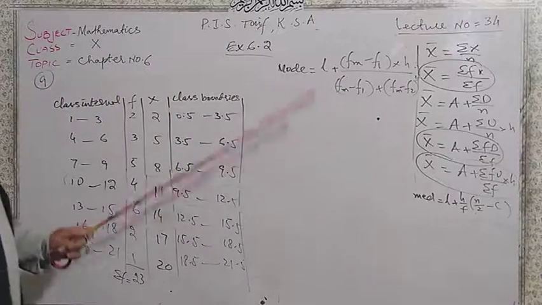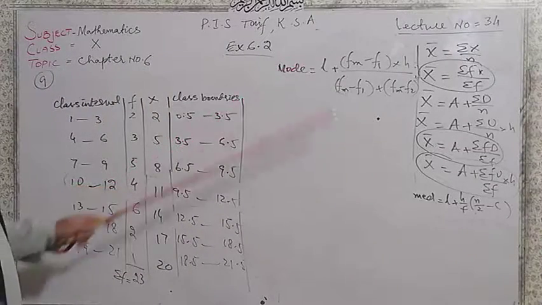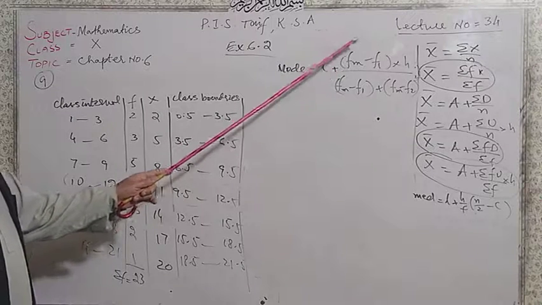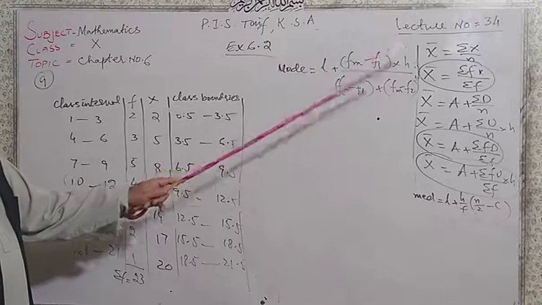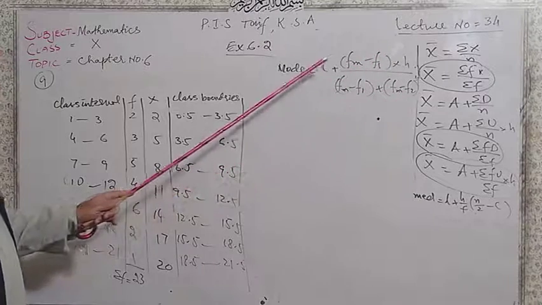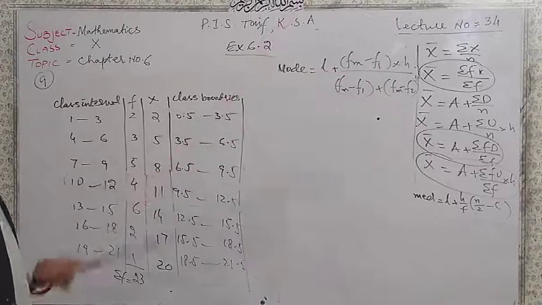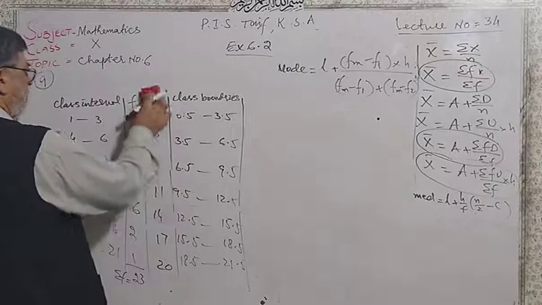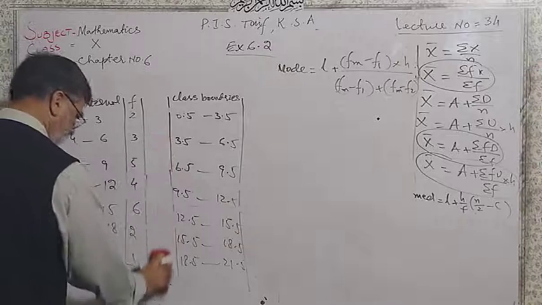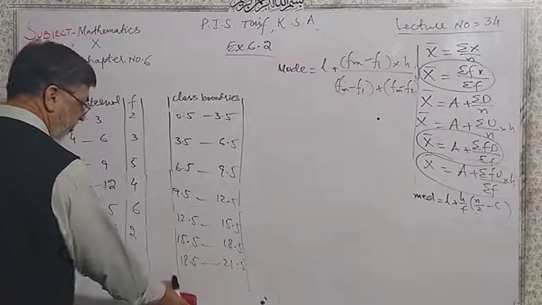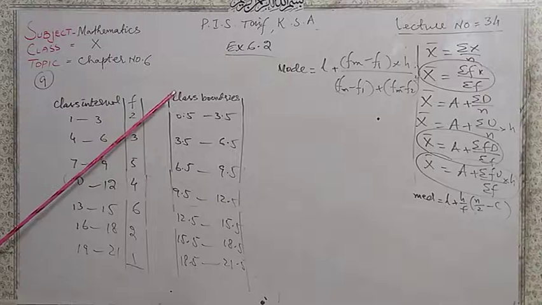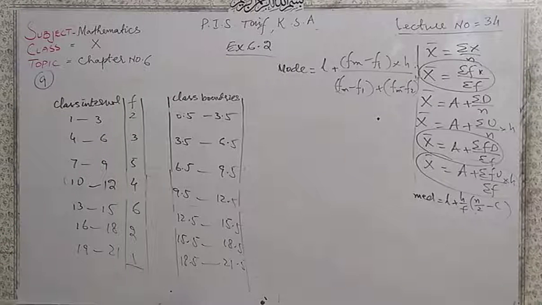Dear students, by looking at this formula, we can check. We need frequency of modal group, frequency of previous group, frequency of next group, class boundary and size. So here you can check, we have class interval, then frequency. This is class boundary.